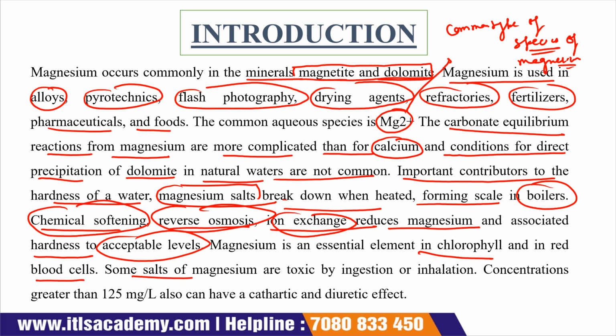Some salts of magnesium are toxic by ingestion or inhaling, and if the concentration is greater than 125 milligrams per liter, it can also become a reason for a cathartic and diuretic effect.